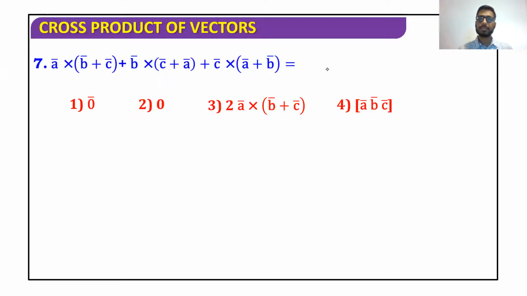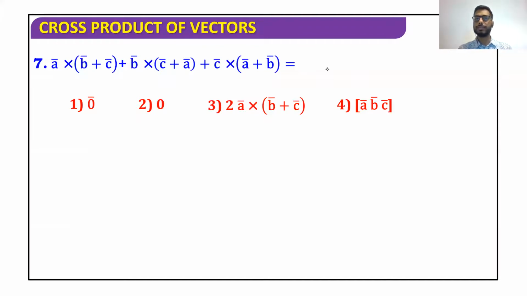We have to simplify this term, a cross. So apply your commutative formula, open the brackets. Opening the brackets, I'm going to get a cross b plus a cross c plus b cross c plus b cross a plus c cross a plus c cross b.